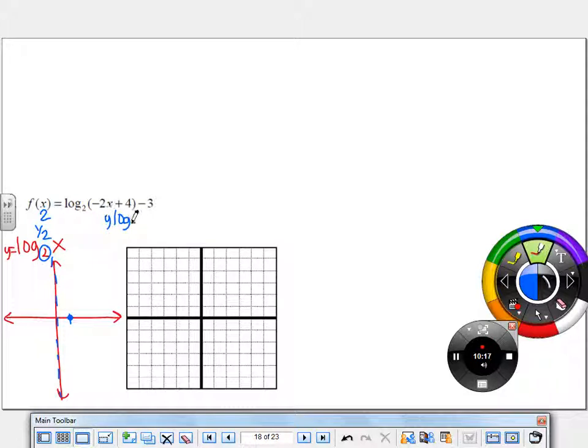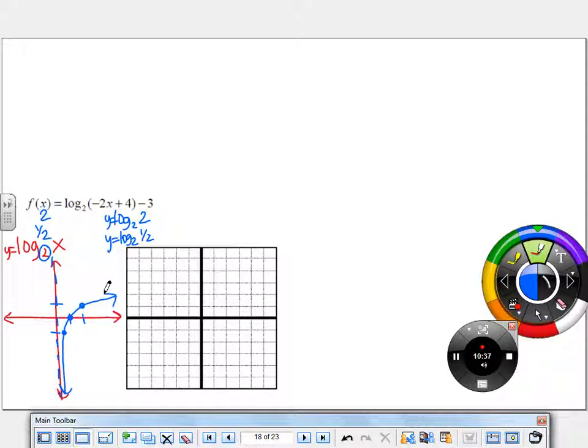So when I plug in the base itself, log base 2 of 2 is 1. So I plugged in 2, and I got 1. And when I plug in 1/2, log base 2 of 1/2 would be -1. And so that's going to give me this parent function.